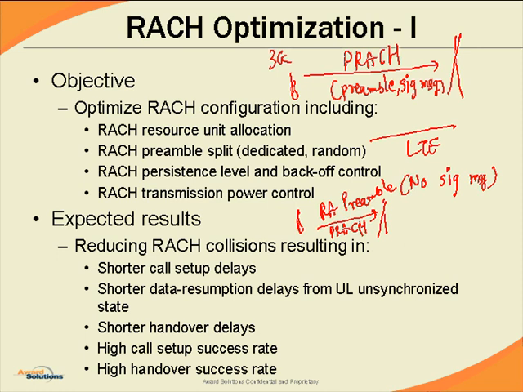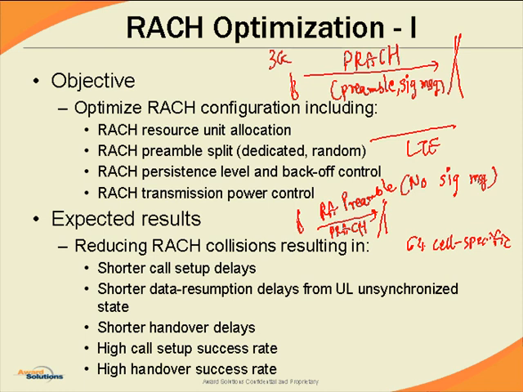There are 64 cell-specific preambles. Cell-specific. So one cell has one set of 64 preambles. Another cell has another set of 64 preambles and so on. The eNodeB is always watching for one of those 64 preambles. Is anyone sending me a preamble or not? If it detects the preamble, then it will send the response, the random access response. That is the idea. So now we have this random access channel.